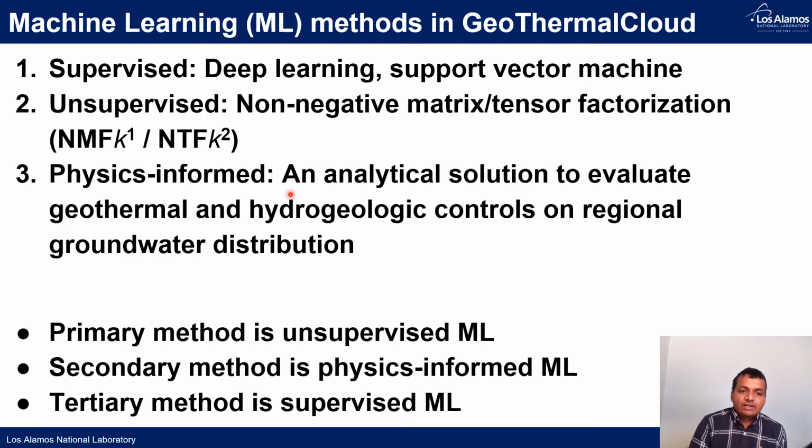We also have the capability of adding existing physics-based code, large or small, or even an analytical solution. For now, we have just an analytical solution developed by Eric Barnes of USGS. Basically, this equation evaluates geothermal and hydrogeology controls on regional groundwater distribution. Overall, in our GeoThermal Cloud tools, our primary method is unsupervised machine learning. The secondary method is physics-informed machine learning, and the tertiary method is supervised machine learning.